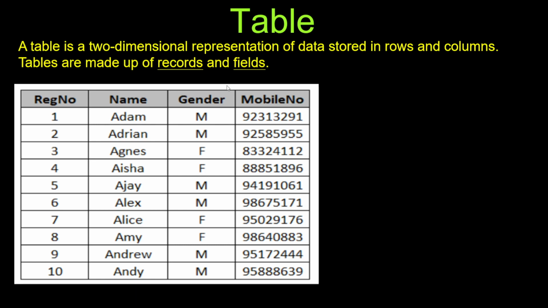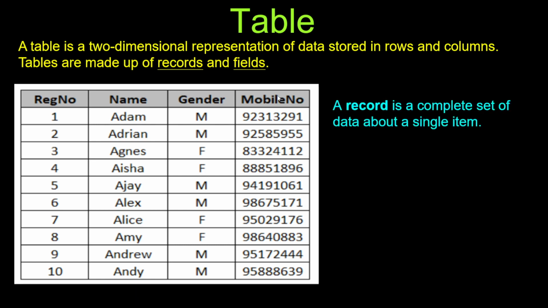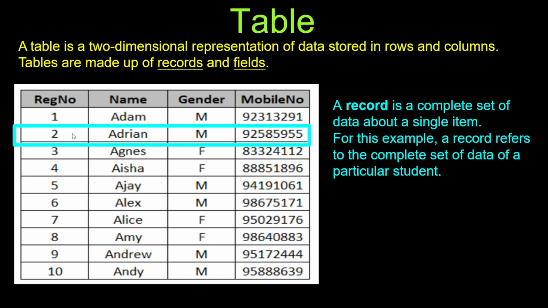What exactly is a record? A record is a single complete set of data about a single item. So for example, you look at this one, this row here is a record. It contains the complete set of data about this particular student. His name is Adrian, his gender is male, and then his phone number is as such.